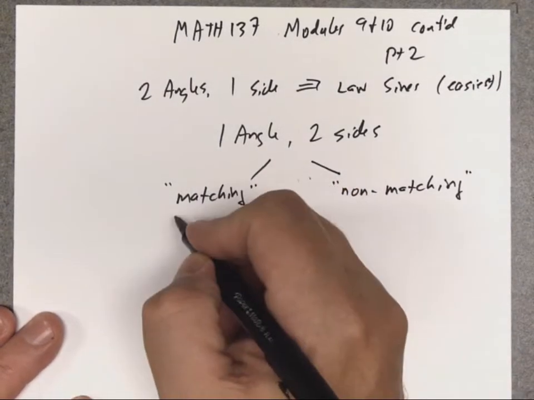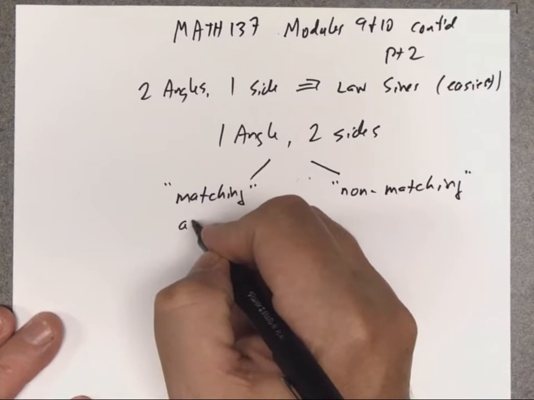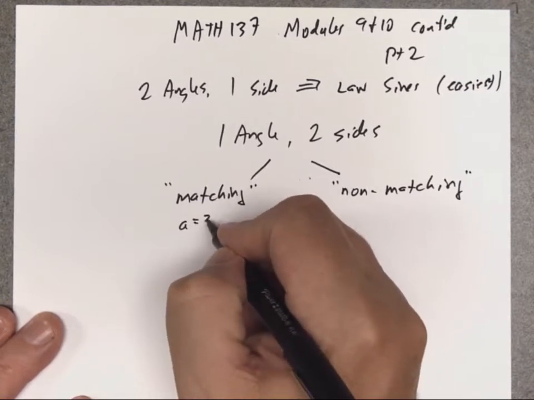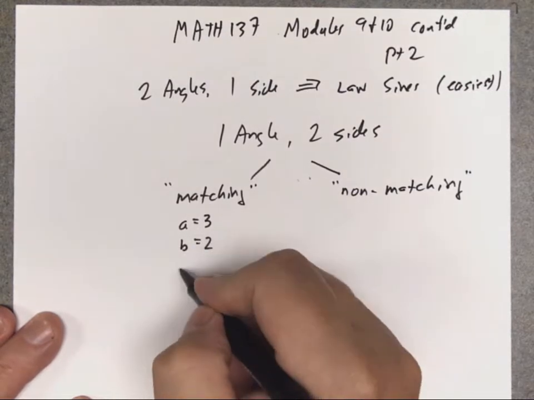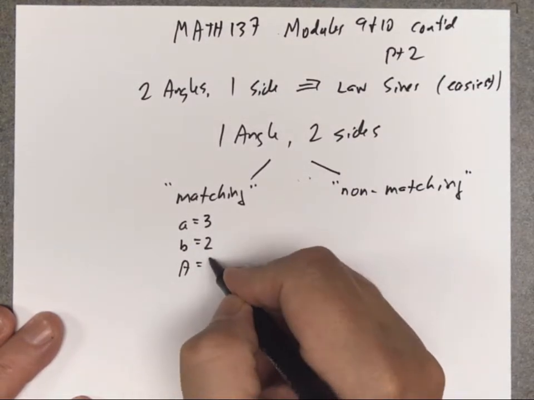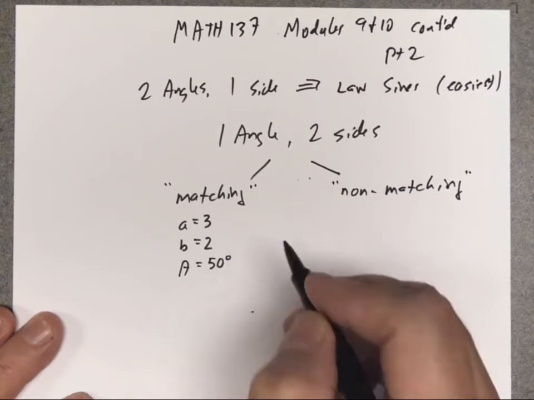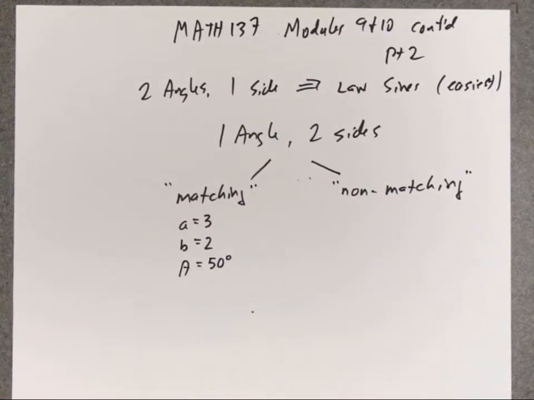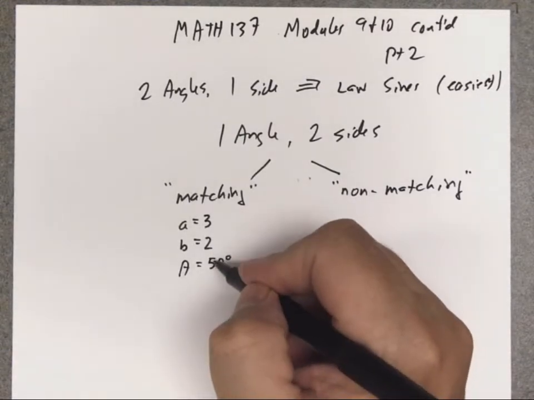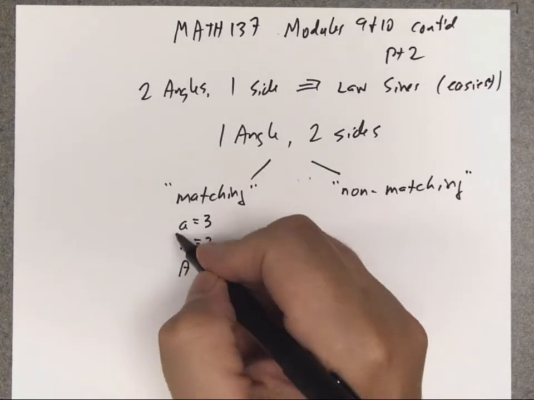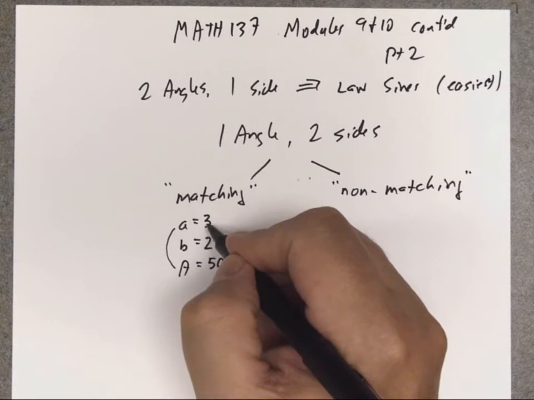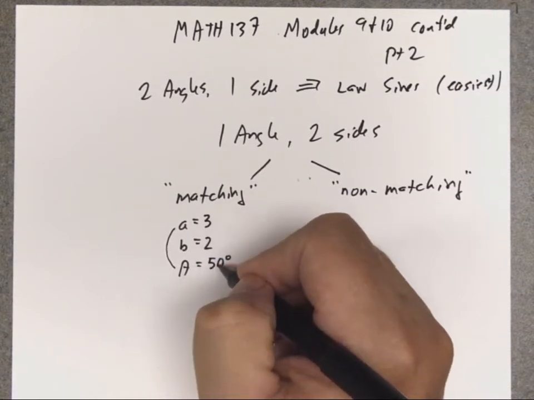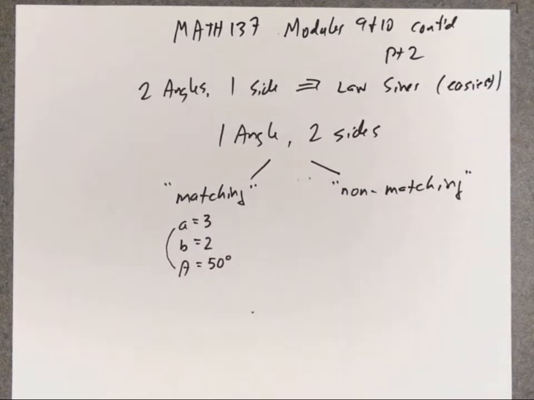Matching would be, say you're given a triangle and they say side A is a length of 3, side B is a length of 2, and angle A is 50 degrees. So once again, we're given three parts of a triangle. In this case, we're given two sides and one angle. But by matching, here's what I mean. One of the sides and the angle are like the same letter.